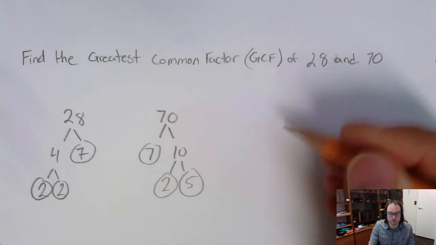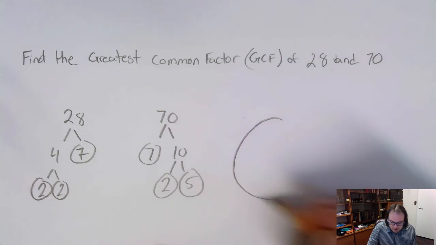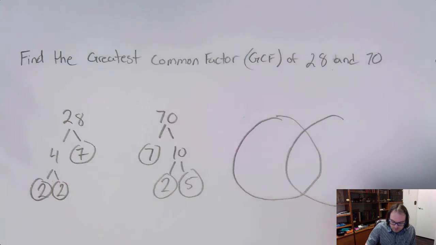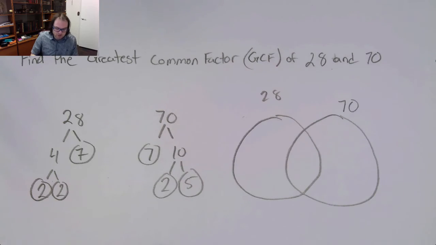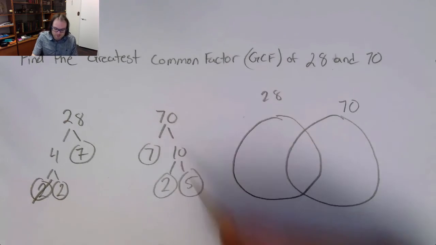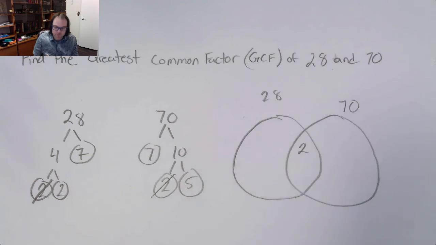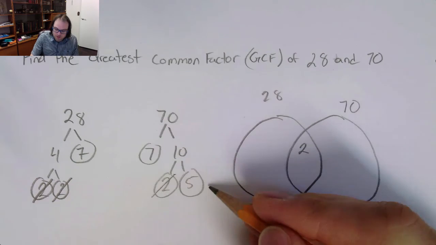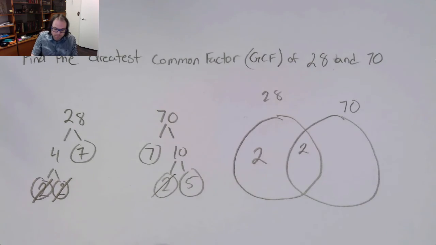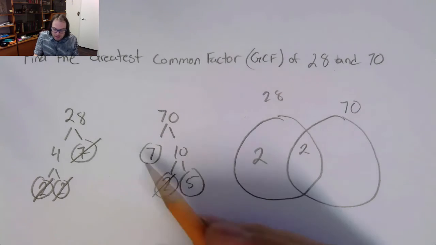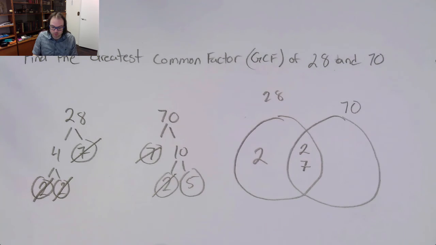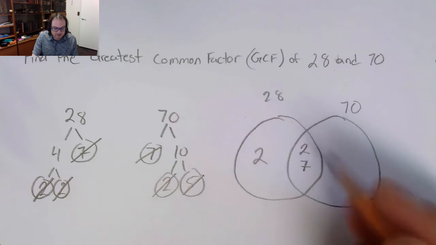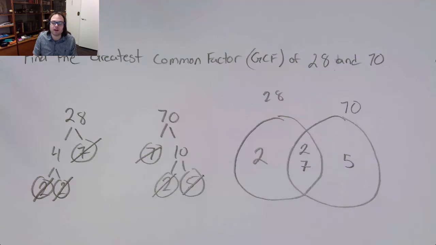Now we must make our Venn diagram. So here's my Venn diagram. So we have 28 and we have 70. So let's start at 2. I have a 2 there, and I have a 2 here. So we put that in the middle. That's shared. I have another 2 here. Oh, I don't have another 2 in 70, so that 2 is going to go there. Now I have a 7 here, and I have a 7 there. That's shared, so it goes in the middle, the part that's overlapped and shared between both of them. Now here I have a 5, and it doesn't have a partner, so I must put my 5 there.